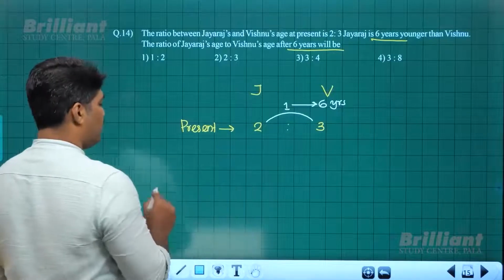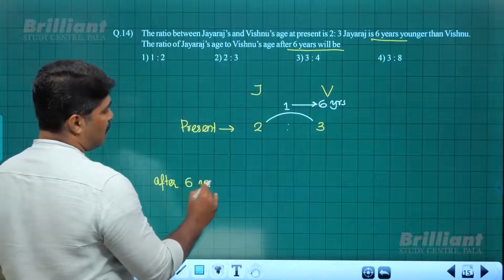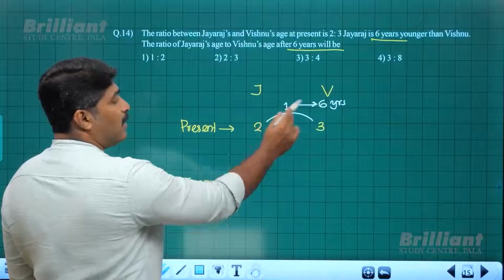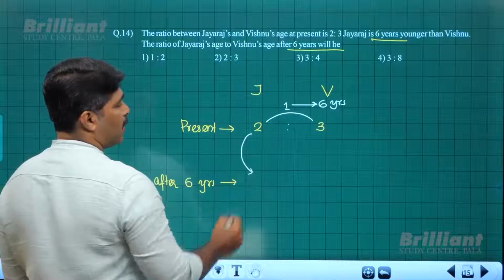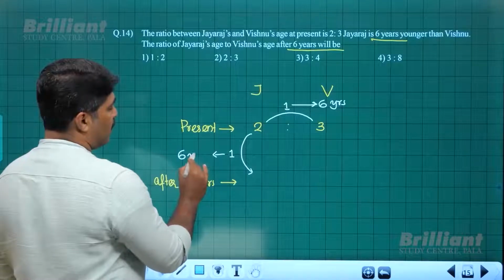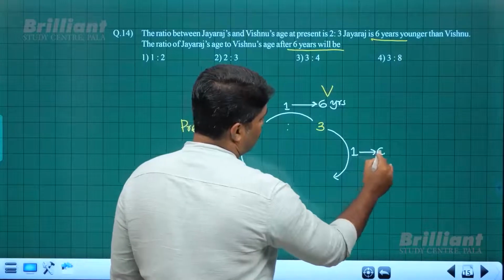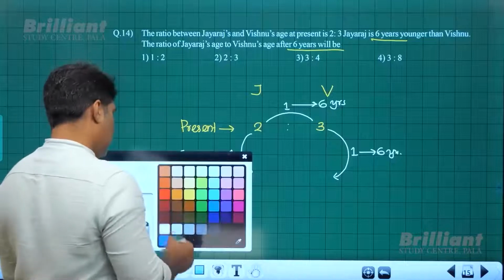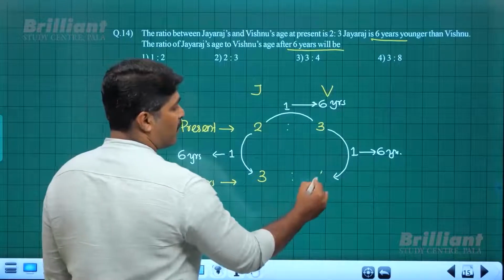Therefore, we have to consider the ratio of the ages of these persons after 6 years. So here we have to consider this 1 is representing 6 years. Therefore, how much do we have to add here? If you are adding a 1, that 1 is also representing 6 years. Here also a 1, which also represents 6 years. Then we will get the resultant fractions. Here, 2 plus 1, what is it? 3. 3 plus 1, that is 4.